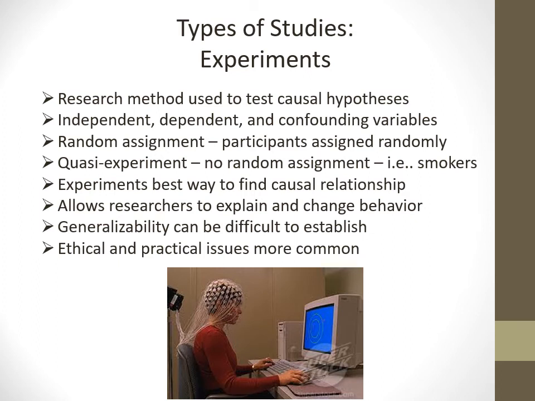Random assignments are when participants have an equal chance of being placed in any group. This helps you make a representative sample for the population you're studying.